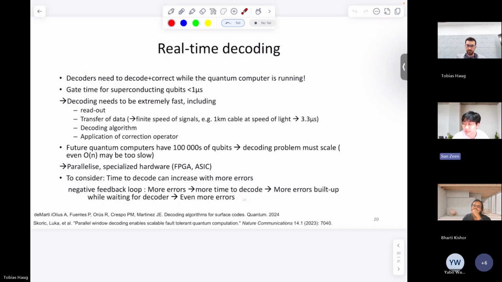I think someone just typed in the chat box here. Yeah, I see it. Local, yeah.